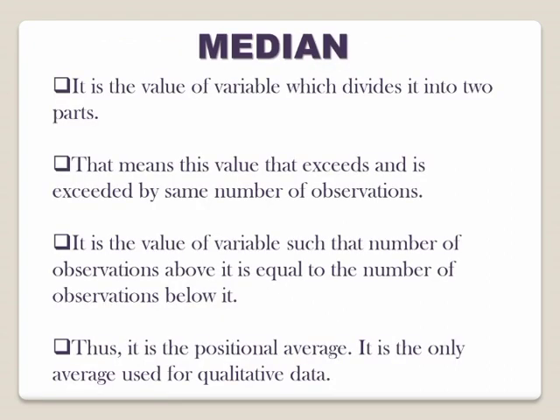Next comes the median. Median is that value of the variable that exceeds and is exceeded by the same number of observations. That means the number of observations before that value and the number of observations after that value is going to be equal. Thus, we can say that median is the positional average, and median is the only average that is used for qualitative data.